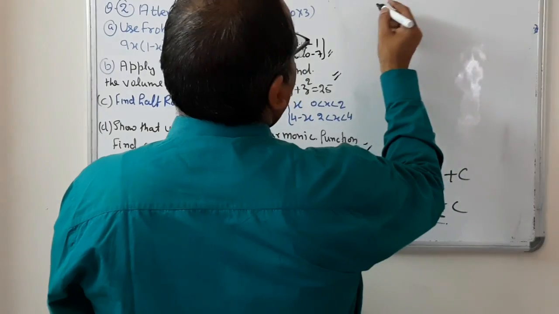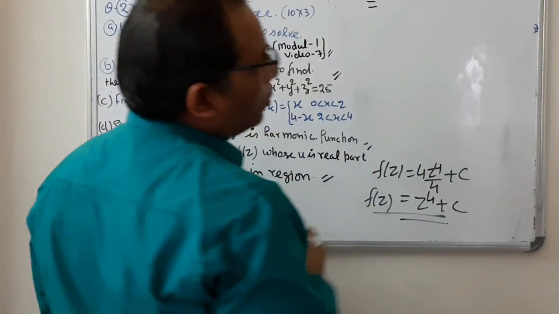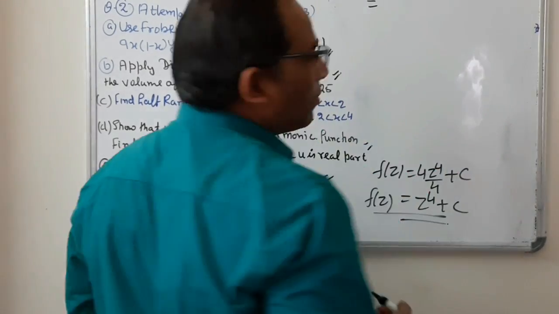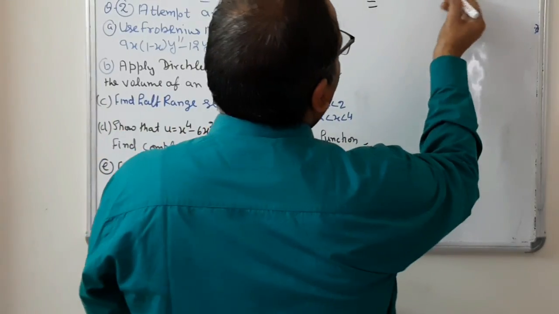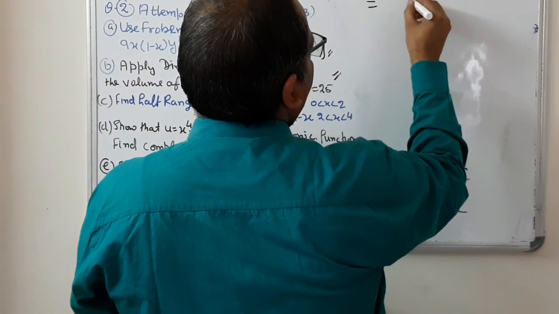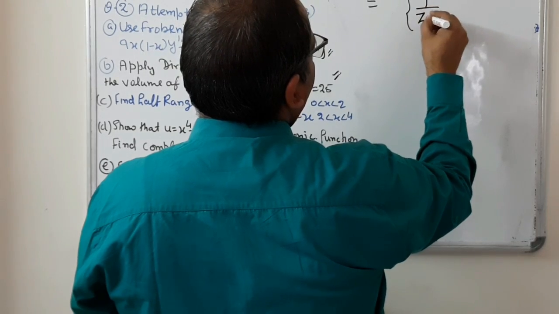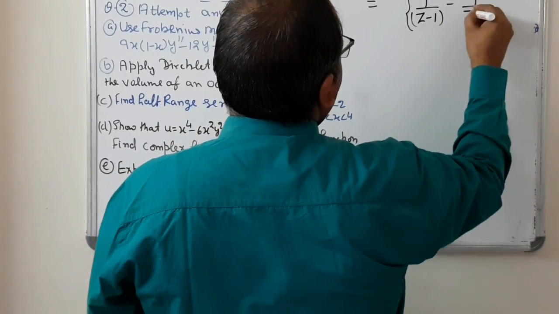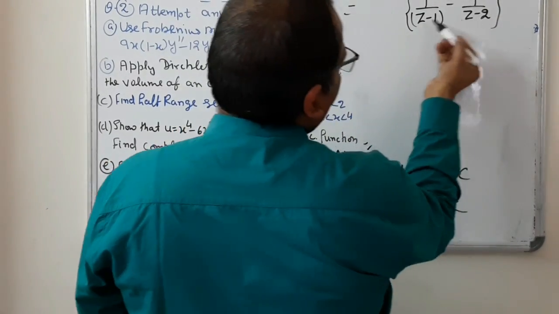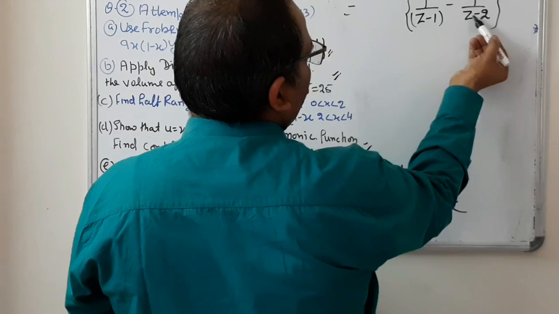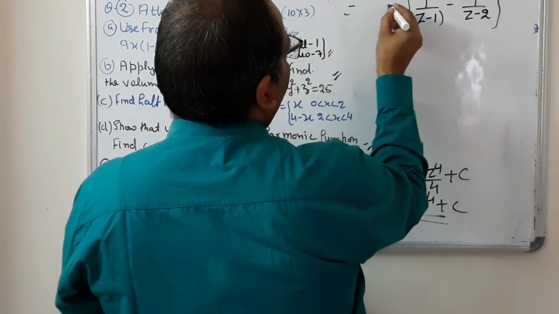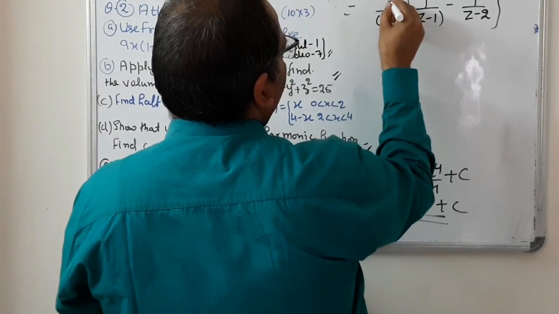First we write the partial fractions. I already told you that in partial fractions, if both factors differ only by a constant, that means all the terms are the same and only the constant differs. In that case, you can directly write the partial fraction as first factor minus second factor, and this minus this. Which sign? z minus 2 minus z minus 1 gives minus 1, and put 1 upon the difference here.